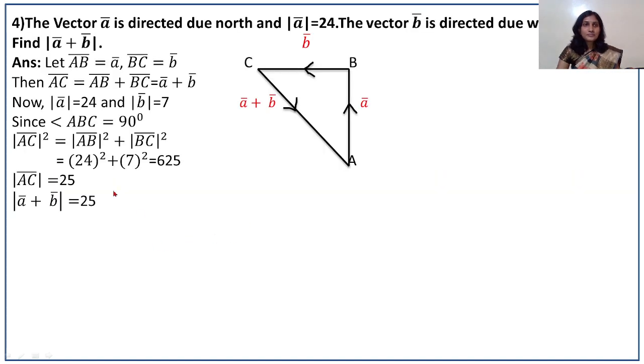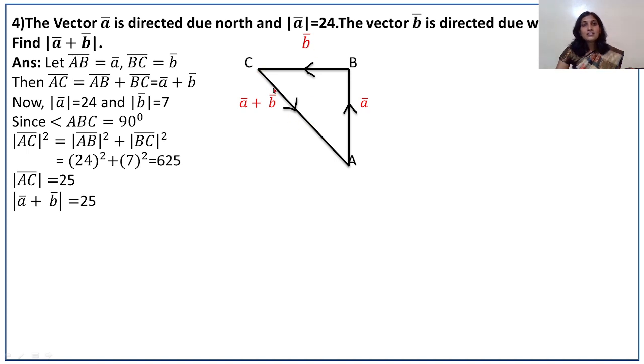Then next, the vector A bar is directed due north and its magnitude is 24. The vector B bar is directed due west and its magnitude is 7. Then find the magnitude of A bar plus B bar. Suppose this is a point A, and this is a vector directed to north, in the upward direction. Suppose this is A bar. Now another vector is directed to west, in this direction, so this is B bar.